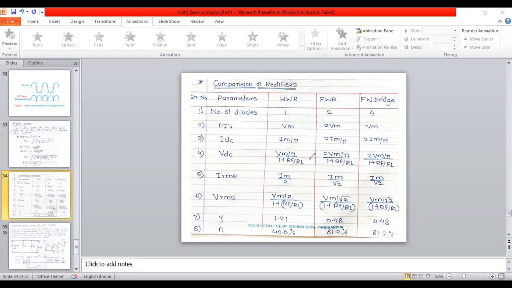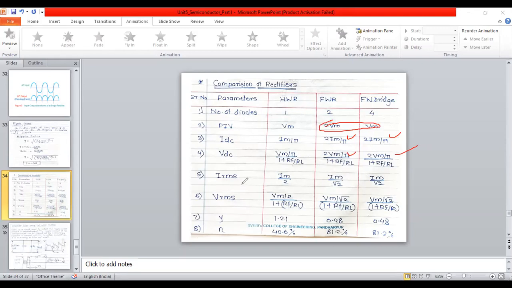Next, similarly for the VDC, it is 2 Vm by π, 1 plus RF by RL. Both are the same here, this one and this one. The only difference is 2 Vm instead of Vm.